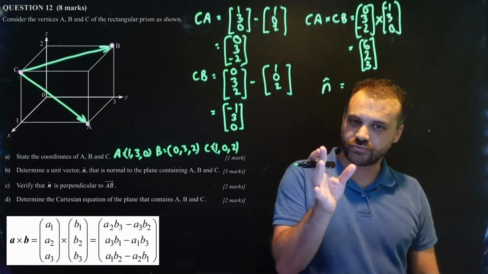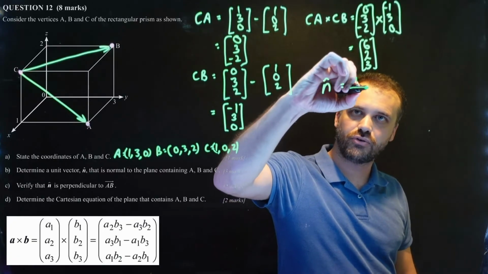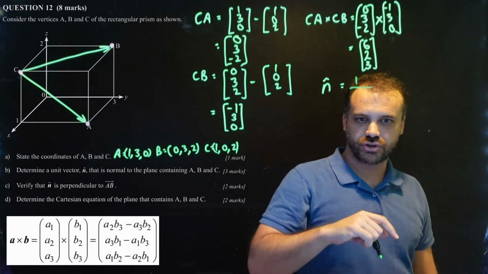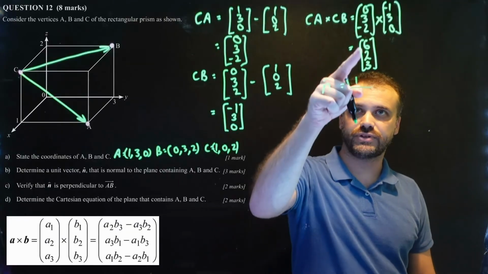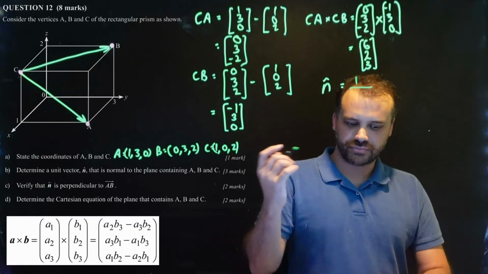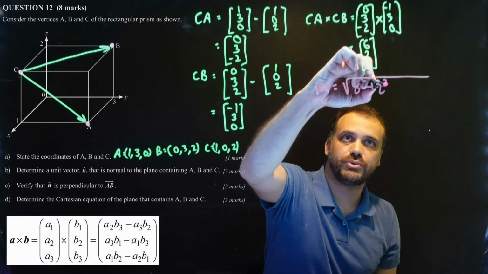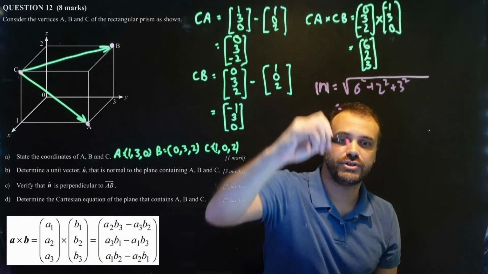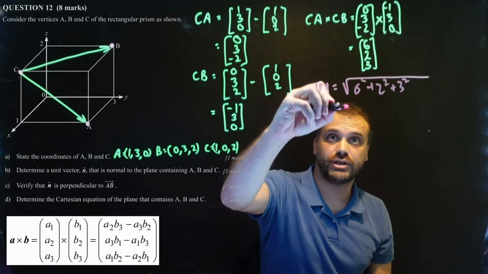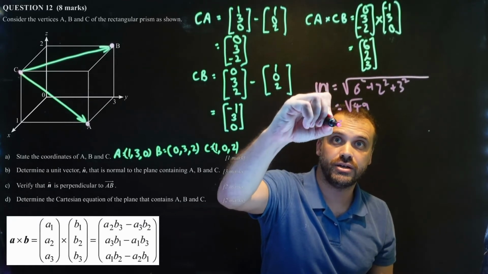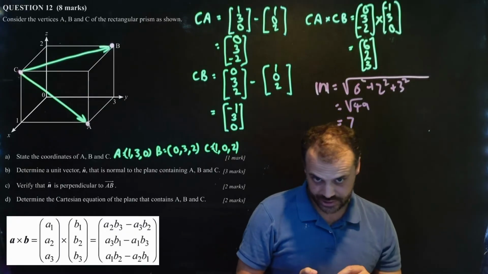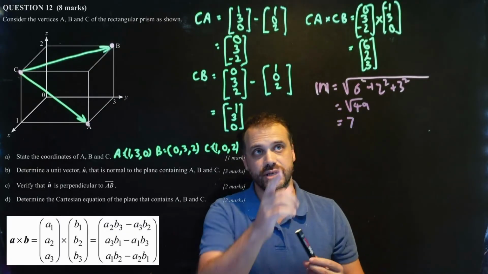Now, to find a unit vector, we do 1 over the magnitude of our vector. Now, the magnitude of this vector, let's find it. The magnitude of the vector is 6 squared plus 2 squared plus 3 squared. And if you take a minute to calculate that, you'll get the square root of 49, which, delightful, is 7. All right, so there is our magnitude.